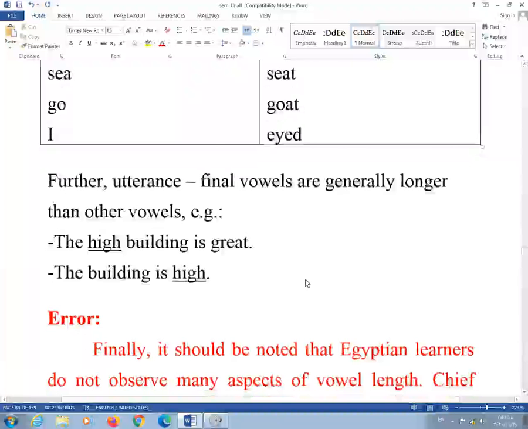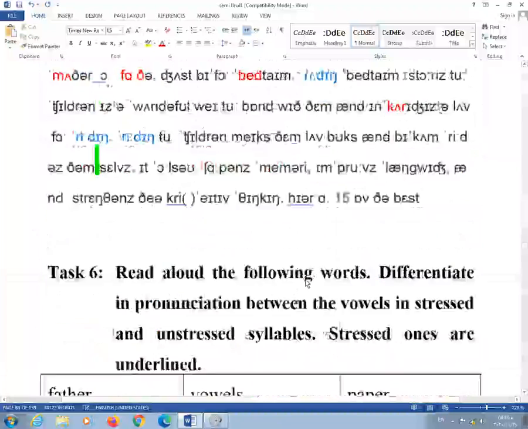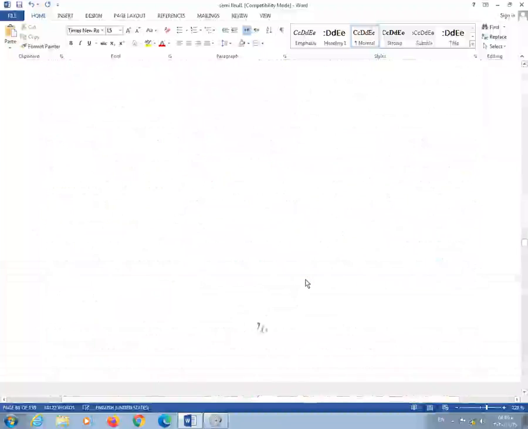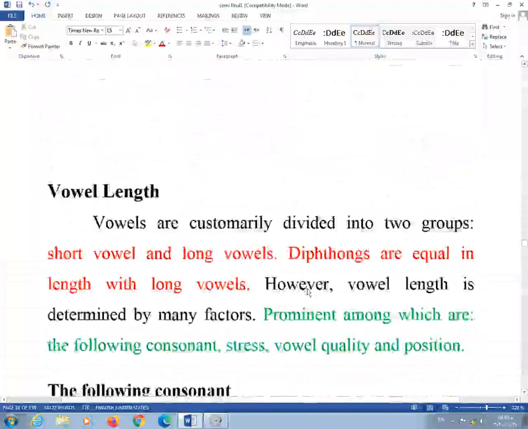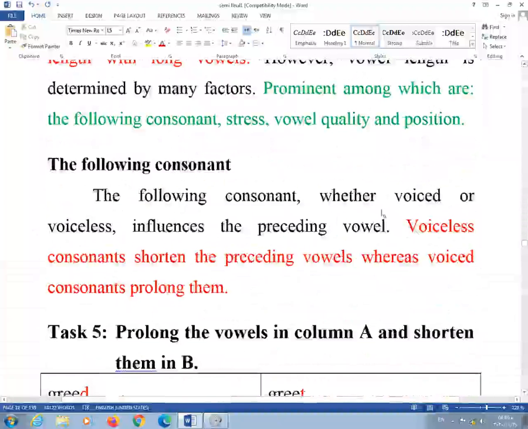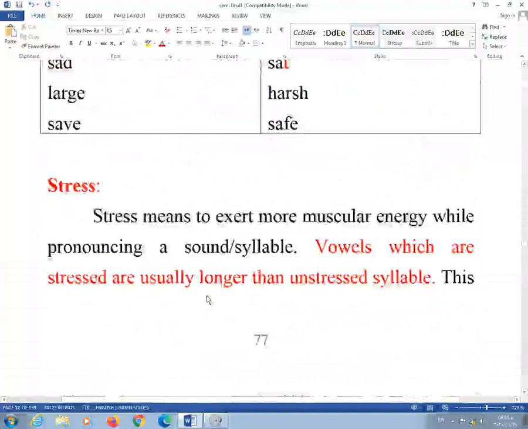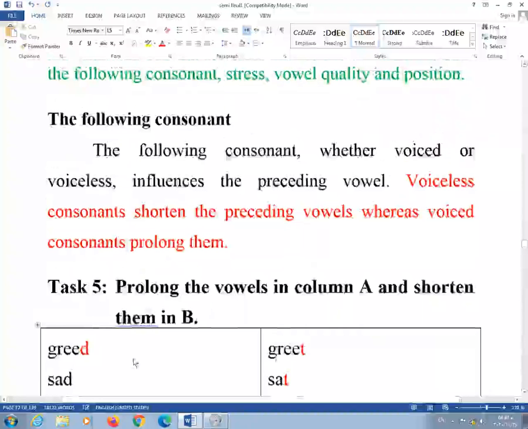طيب. So how many factors determine, جينا اهو بسرعة كده. Let's see how many factors determine vowel lengths. Number one, the following consonant. Voiceless consonants shorten the preceding vowels, whereas voiced consonants prolong them, as you see, as in, for example, greed and greet.